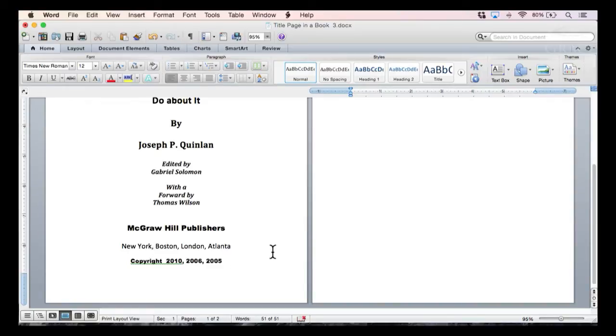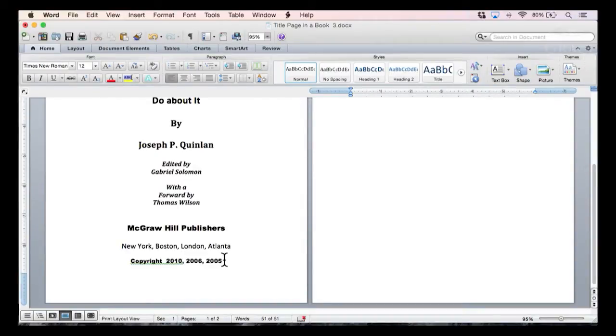Now looking down here immediately under all of those, we see copyright. And the copyright is 2010, 2006, and 2005. This means that this publishing company has copyrighted this book 3 times, and these are the 3 dates that they put a copyright. Copyright is a legal instrument, and they own the rights to what's in this book. You will always use the latest copyright because that's the one that's in force.